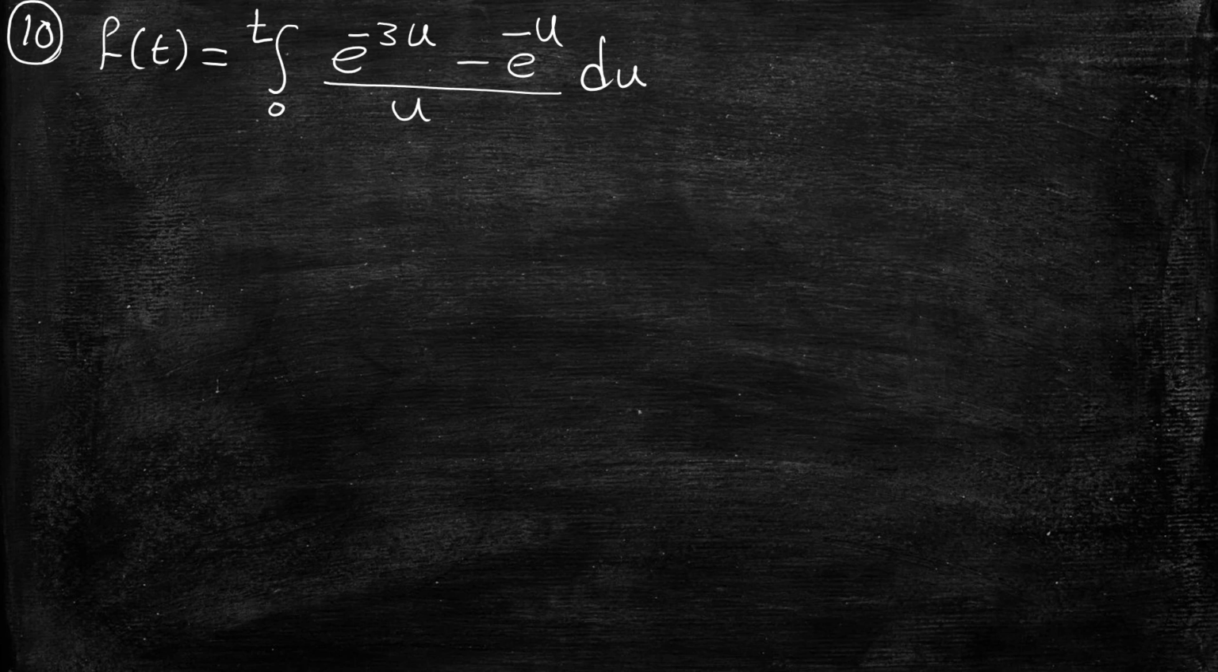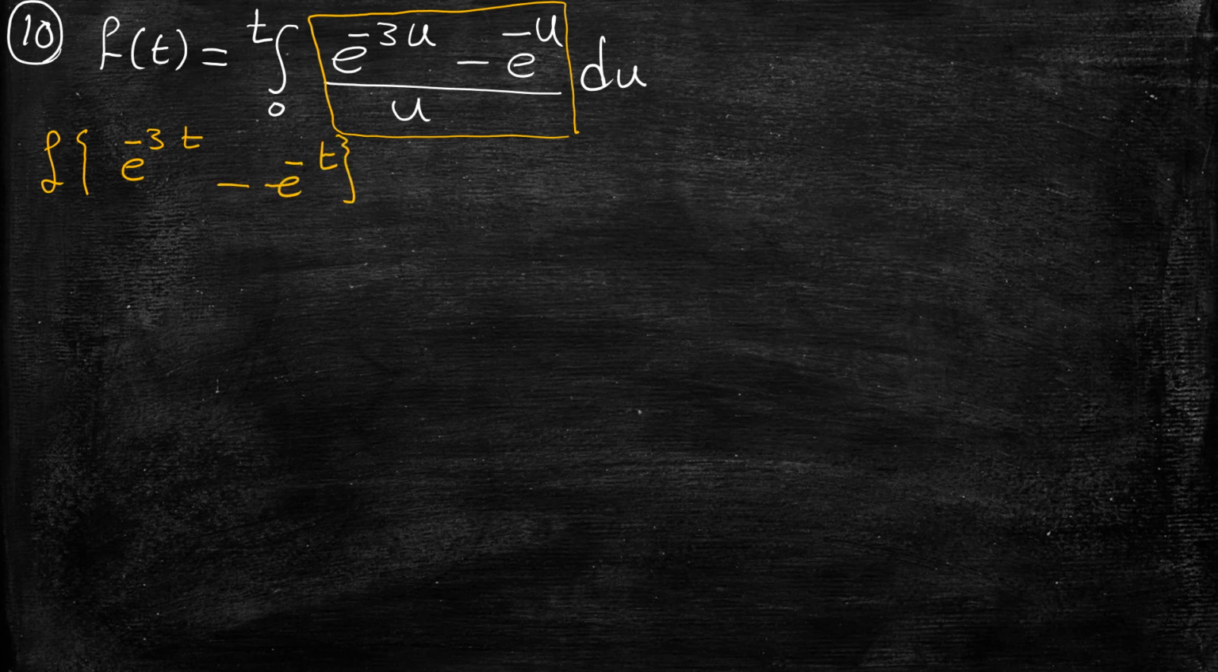So the first step is how to get the Laplace transform of these terms. I need to get the Laplace transform of e power minus 3u, which is t. It doesn't matter the name of the variable, it's still in our t domain. So e power minus 3t minus e power minus t. Both of them are table quantities, so 1 over s plus 3, and the other one here minus 1 over s plus 1.